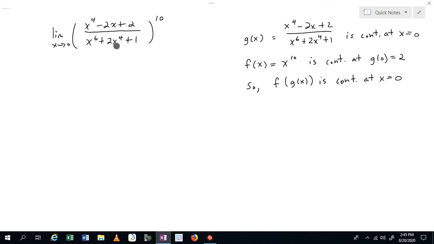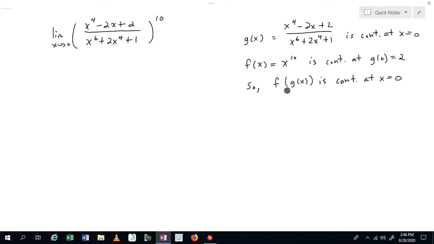Okay, so first of all, this is a composition of two functions, because you can write this inner function as g of x, and then you can write this outer function as x to the 10th. We're going to call that one f of x. Now we're going to show that the composition f composed with g is actually continuous at 0. If we can show that it's continuous at 0, then we can evaluate this limit using direct substitution.